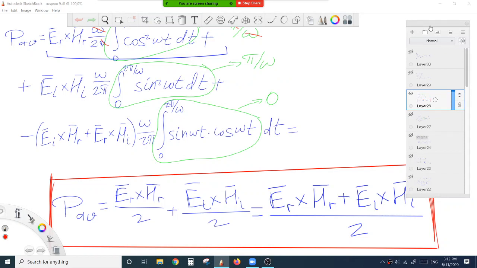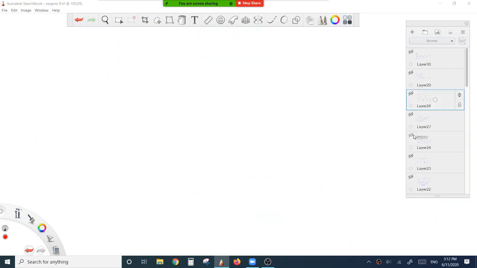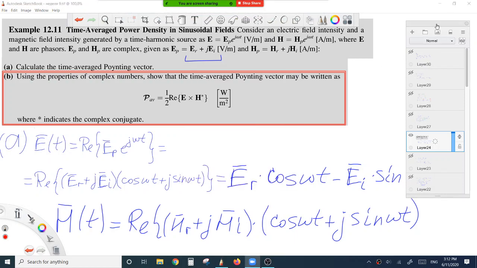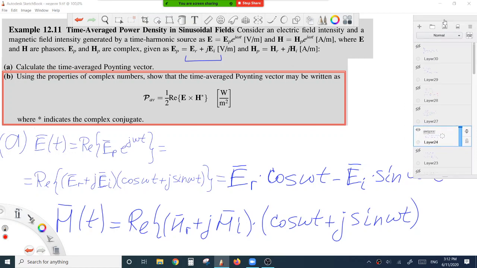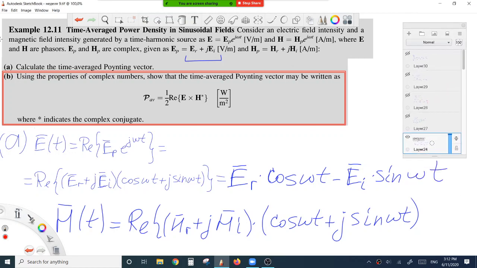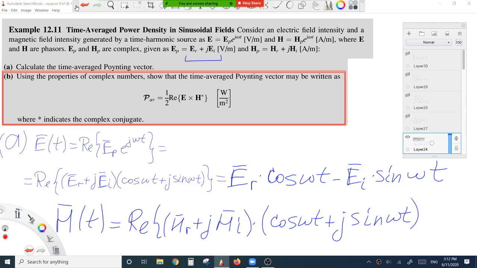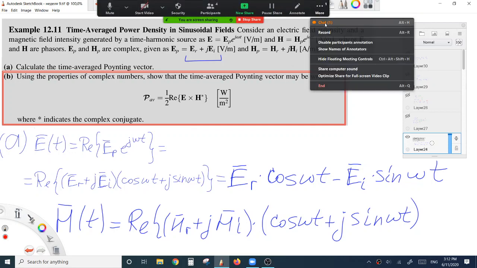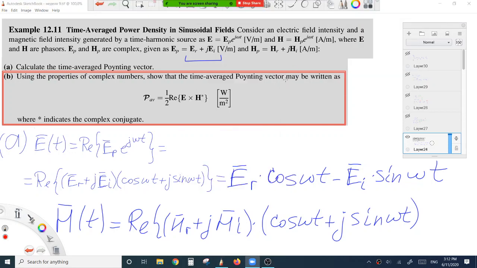Well, let's start our lesson. Yesterday we have seen this problem, and we have done the first part of this problem. Sorry, someone is writing. Okay. Well, we have done the first part of this problem, which is we have calculated the time averaged Poynting vector.